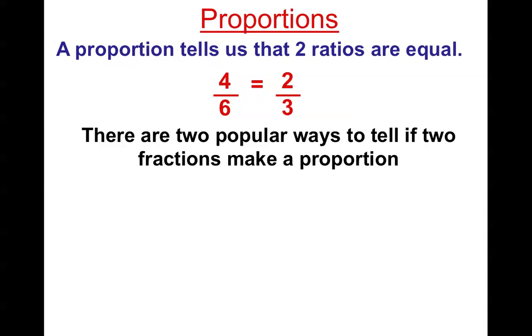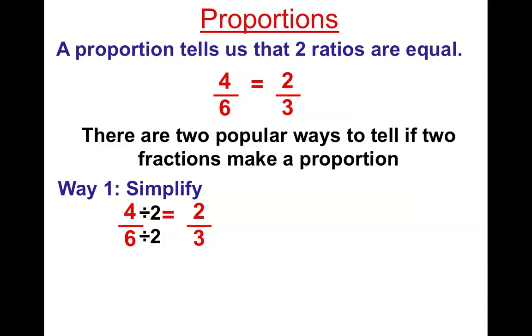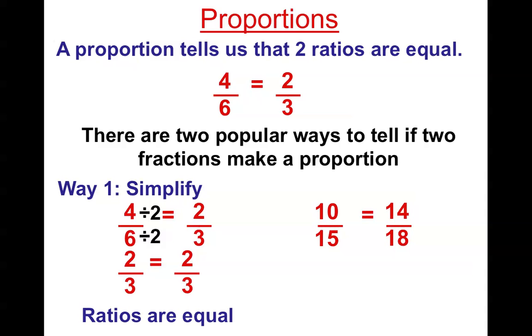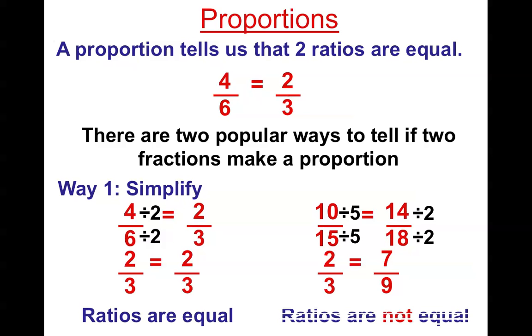And there's two popular ways to be able to tell if fractions make a proportion. One, we simplify. So notice, with 4/6, I can divide by 2 and divide by 2, and that gets me 2/3. And it's very obvious that 2/3 equals 2/3. These ratios are equal. Notice in this situation, it's hard to tell if they're going to be equal or not. However, if I simplify, I end up getting 2/3 equals 7/9, and that is not equal. So these ratios are just not equal.